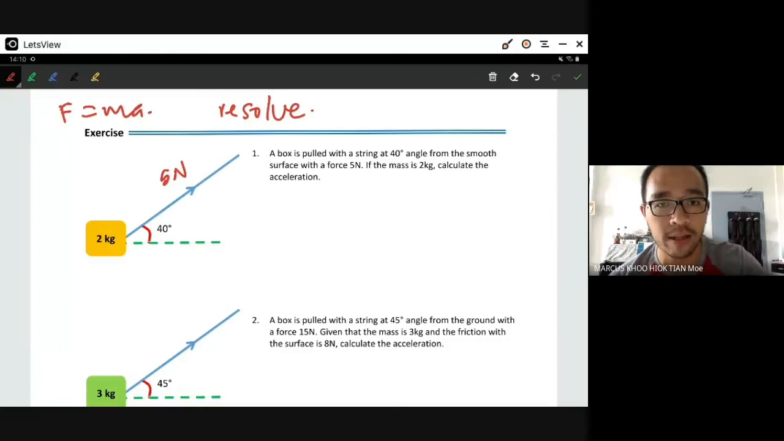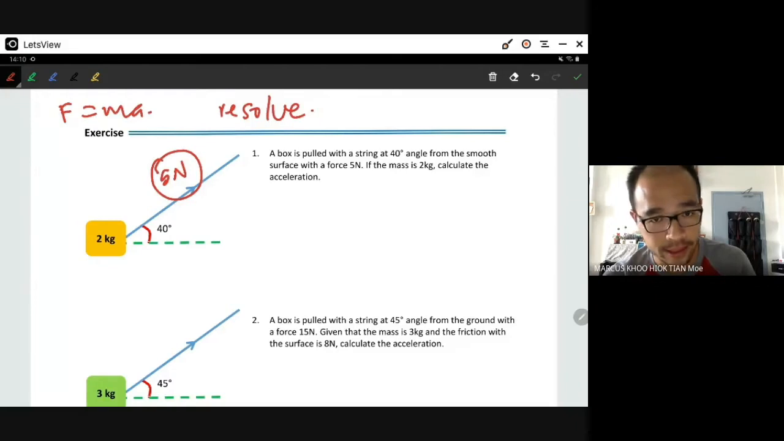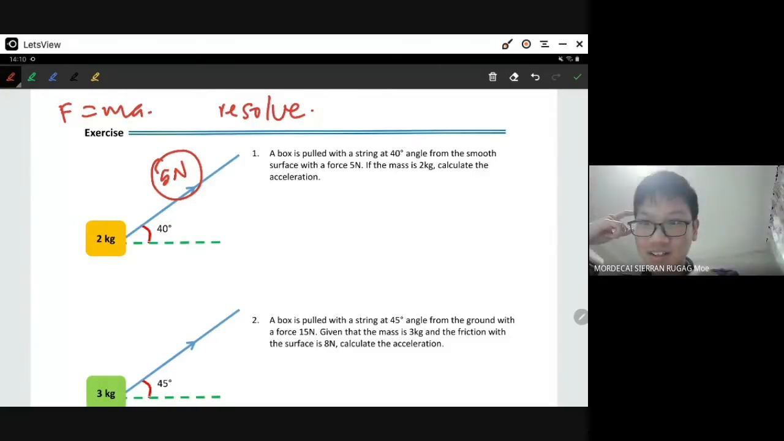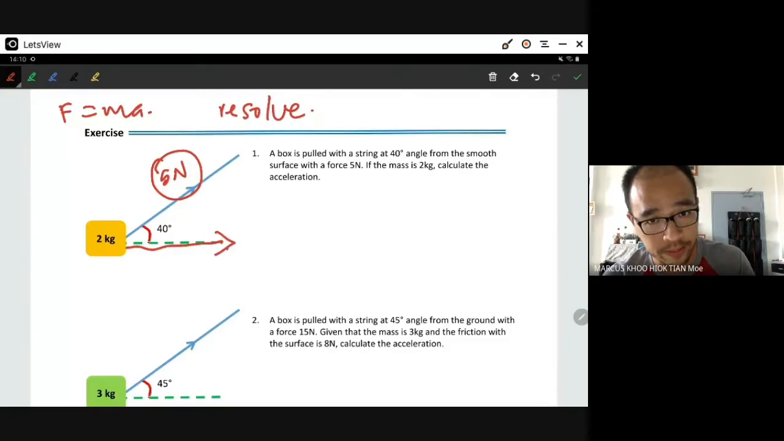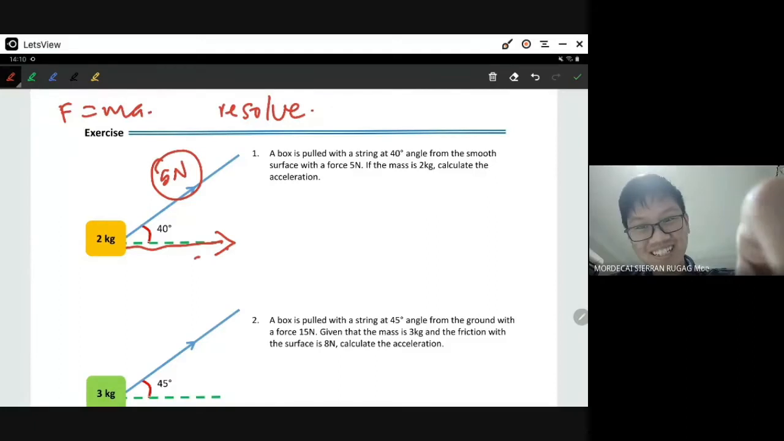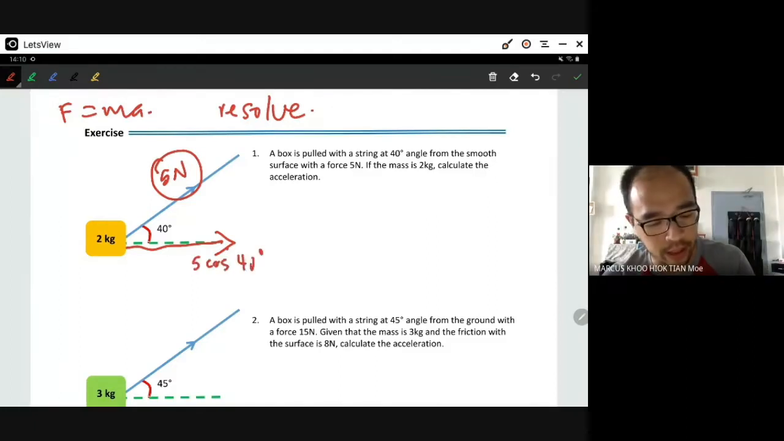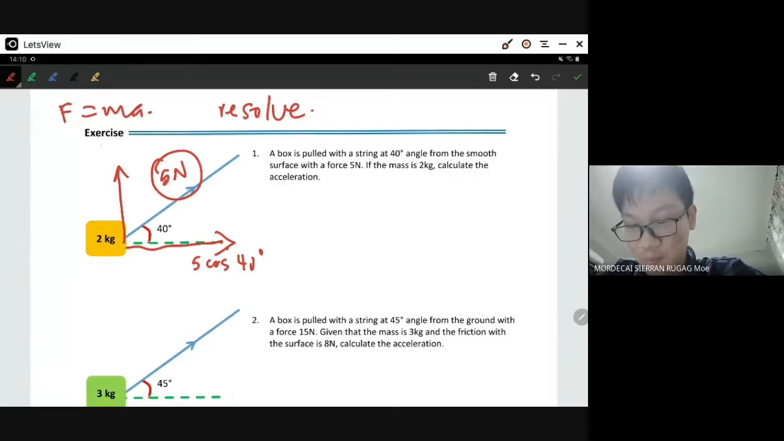How do I calculate the value? It is 5 N. When I resolve it, what will it become? Horizontal force. Tell me how to write the horizontal force. 5 cos 40. 5 cos 40, and the vertical force will be? 5 sin 40. Okay, 5 sin 40.